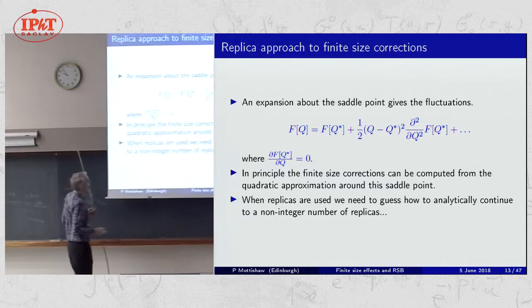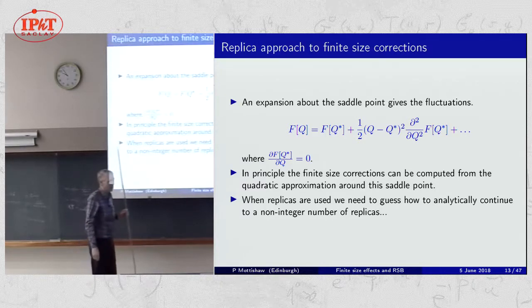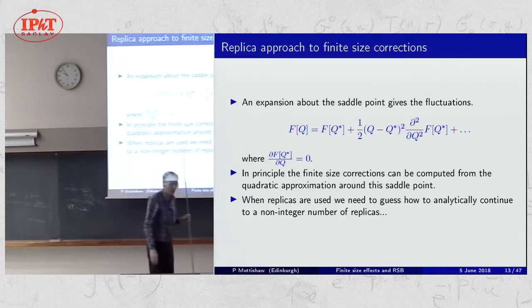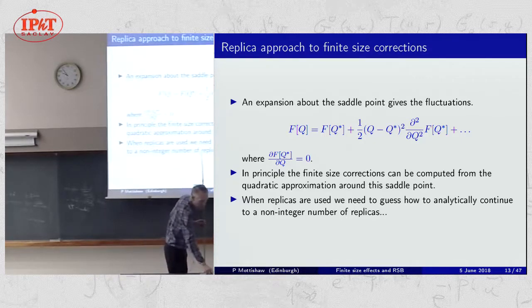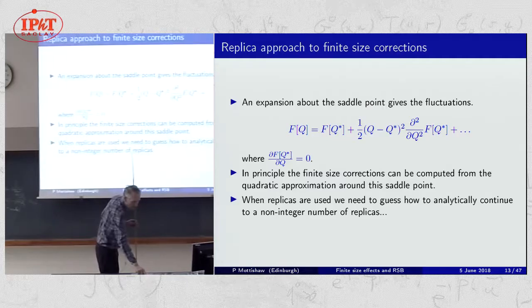And this is where you would expect to be able to see things like finite size corrections. It becomes very hard because you want to take n goes to 0, so you need some sort of analytic continuation. And as far as I know, there are very few examples where you can really make sense of that in terms of estimating finite size corrections.